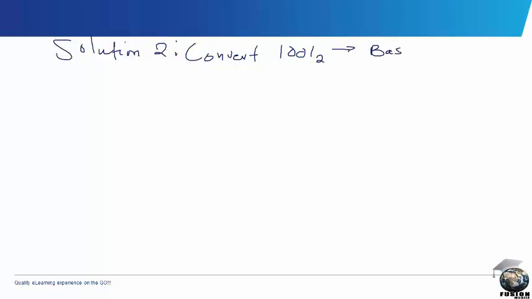And for our second example, for solution 2, we have to convert 1001 in base 2 to base 10. All right, okay, the same thing we did for the previous example is what we'll still do for the second example.